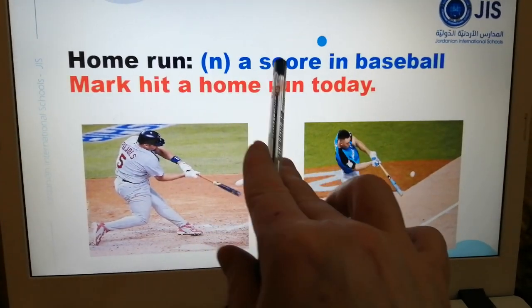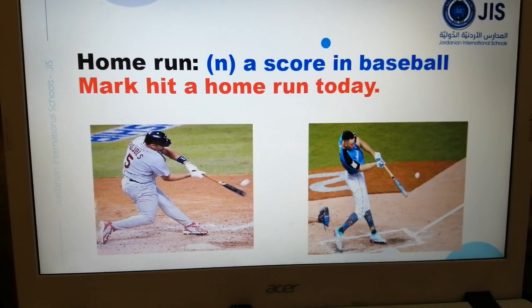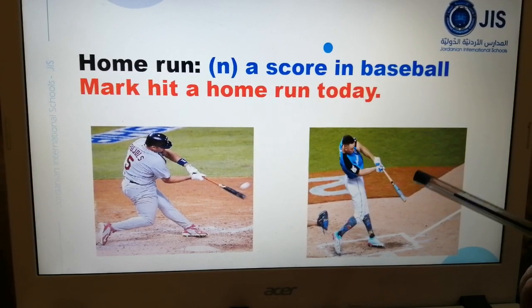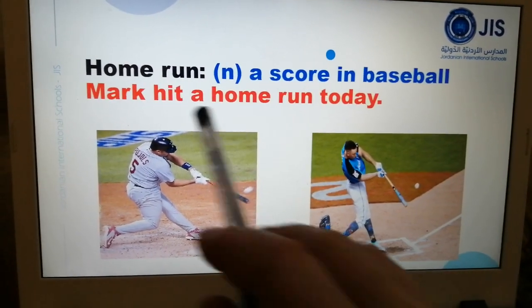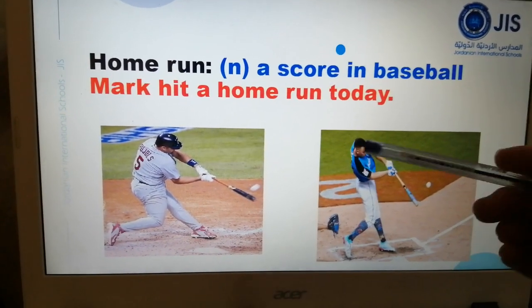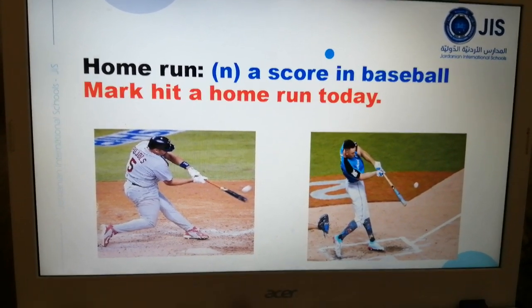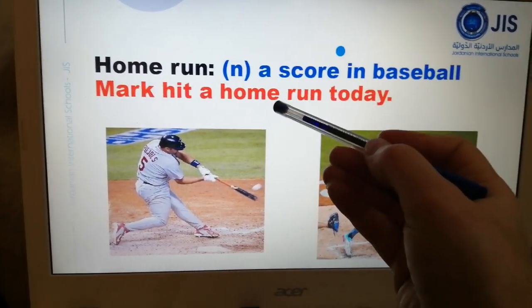The new meaning: a score in baseball. Now, when the baseball player hits the ball and makes a score, we call it a home run. For example, Mark hit a home run today, which means he got a score in baseball. For example, in football, we say it's a goal. In basketball, it's a score. But in baseball, we call it a home run.